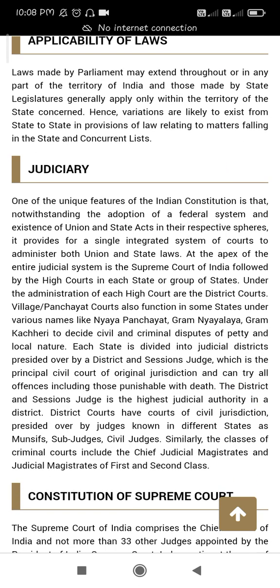Judiciary. One of the unique features of the Indian Constitution is that notwithstanding the adoption of a federal system and extension of union and state acts in their respective spheres, it provides for a single integrated system of courts to administer both union and state laws. At the apex of the entire judicial system is the Supreme Court of India, followed by the High Court in each state or group of states. Under the administration of each High Court are the district courts. Village panchayat courts also function in some states under various names like Nyaya Panchayat, Gram Nyayalaya, Gram Kacheri to decide civil and criminal disputes of petty and local nature.